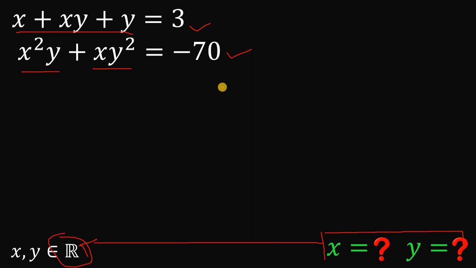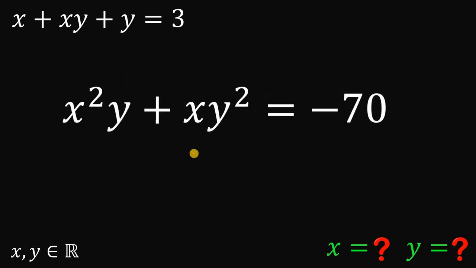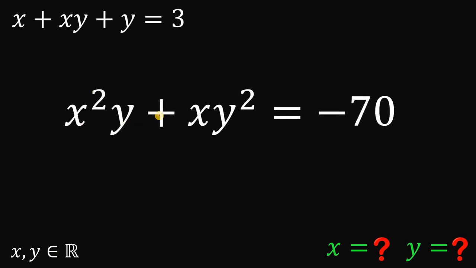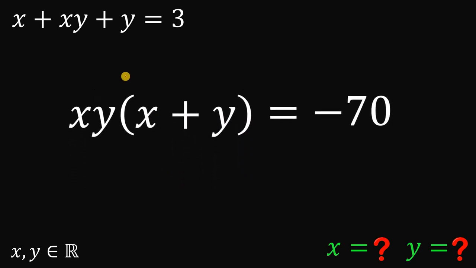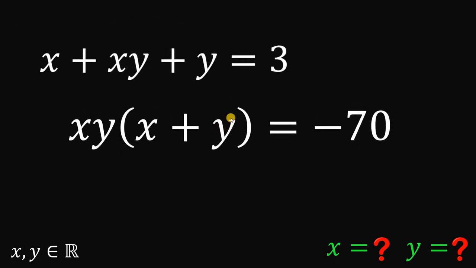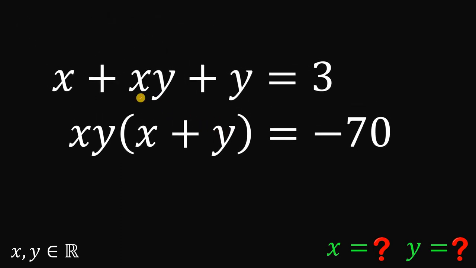So, to answer this question, first, let's use the second equation. Because, take note, x squared y plus xy squared, we can factor out xy in these two terms. If we do that, we get xy multiplied by x plus y. So, let's replace this. And now, let's use the first equation. But before that, let's rearrange xy and x.